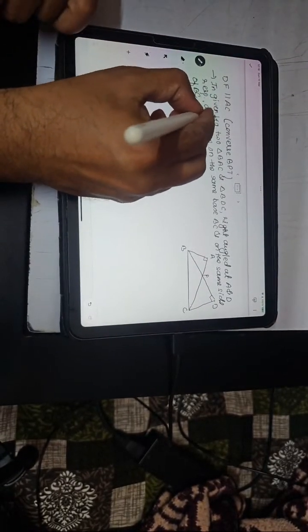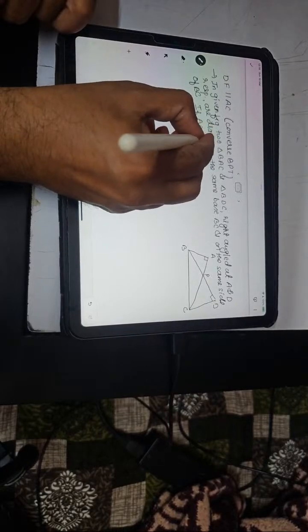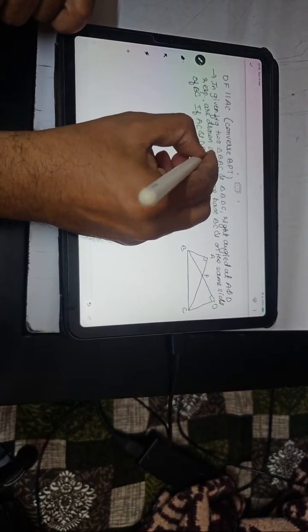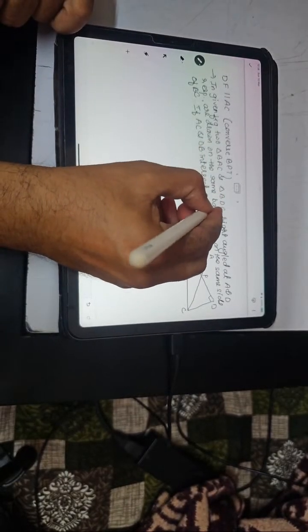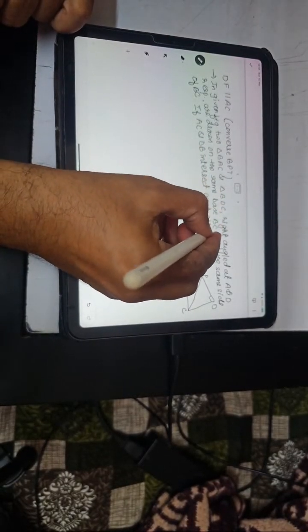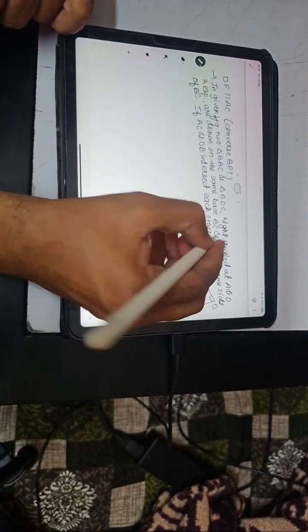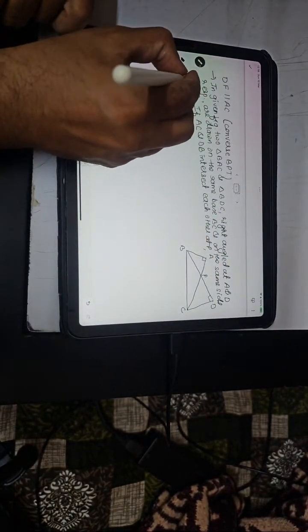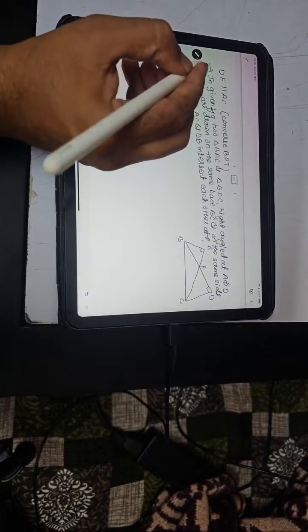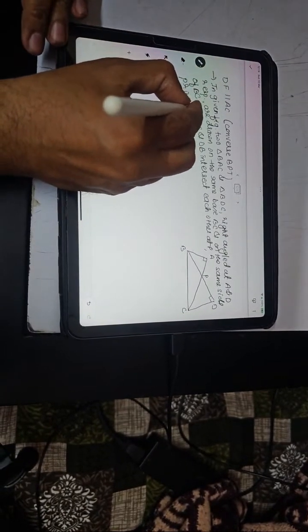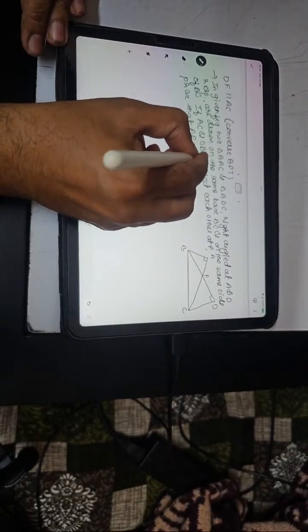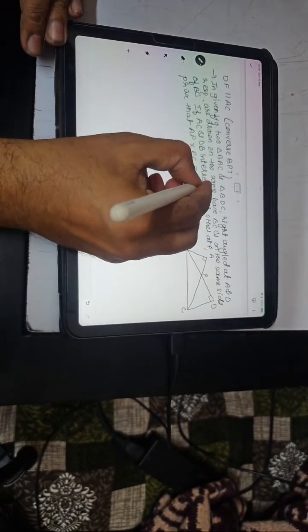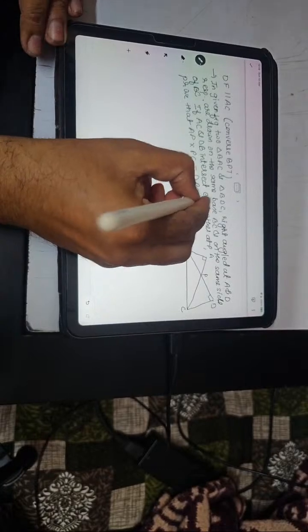If AC and DB intersect each other at P, prove that AP into PC equal to DP into PB.